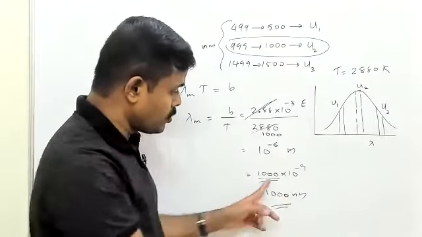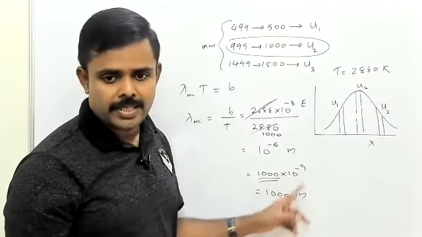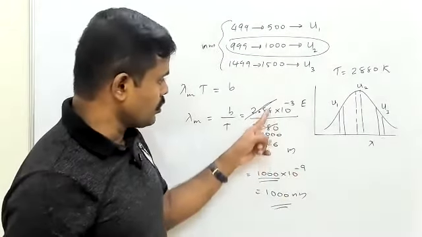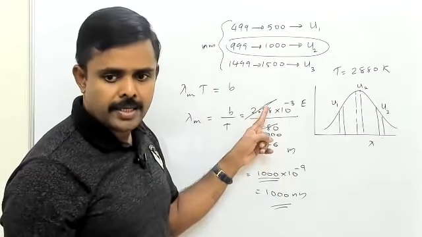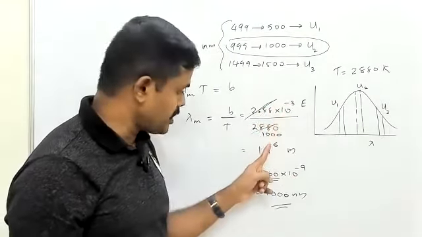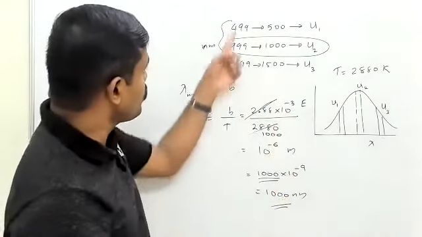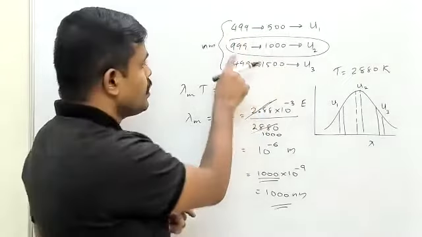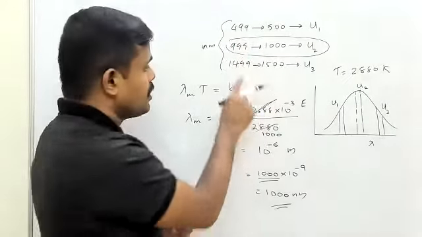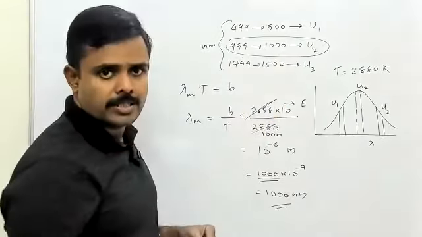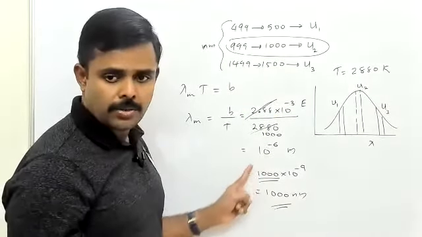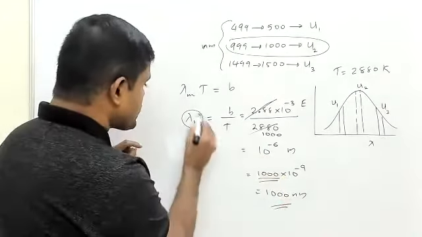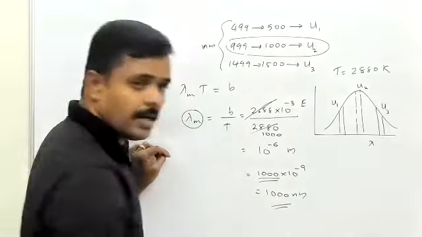So this looks like 1000. 10 power minus 9 is nano, nanometers. 1000 goes to the numerator, it is 10 raised to minus 3, and 10 raised to minus 3, so 10 raised to minus 6. But I must write this as nano because all these are given in nanometers: 499 to 500 nanometers, 999 to 1000 nanometers, 1499 to 1500 nanometers. So I need to convert this to nano. 1000 into 10 power minus 9. So 1000 nanometers. So I'm sure that maximum falls at 1000 nanometers.